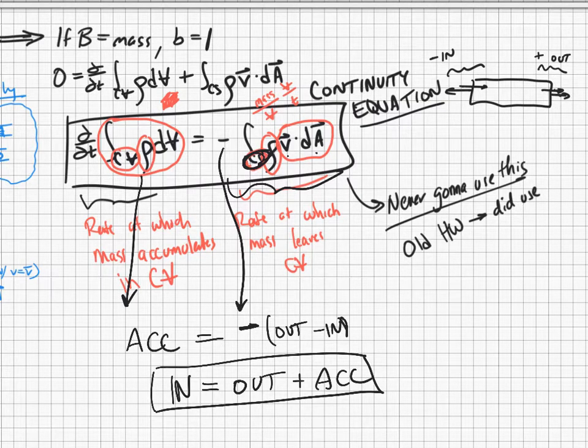The reason I like to think about this is because it works for almost everything if you just define a control volume. All I did was rearrange that equation. Yeah, in is by itself. Out gets moved to the other side, made positive.